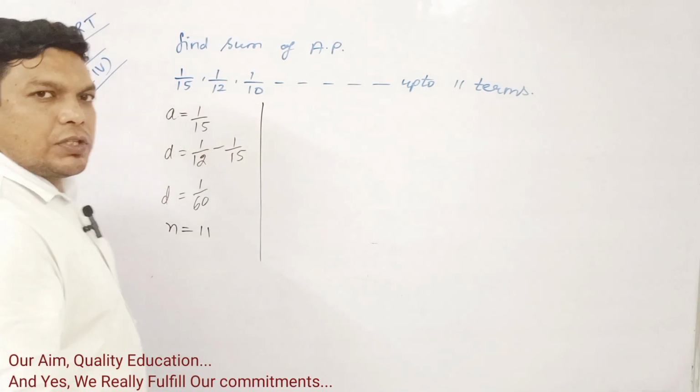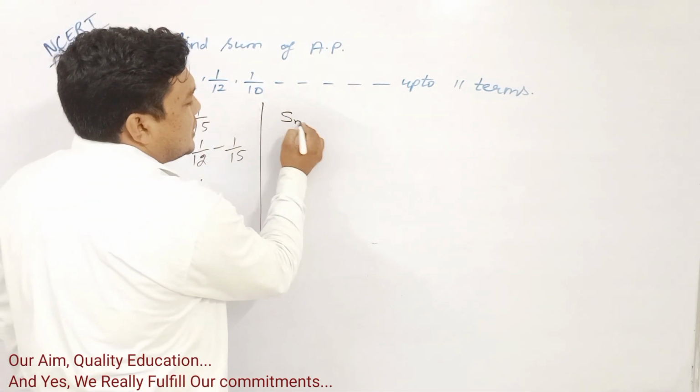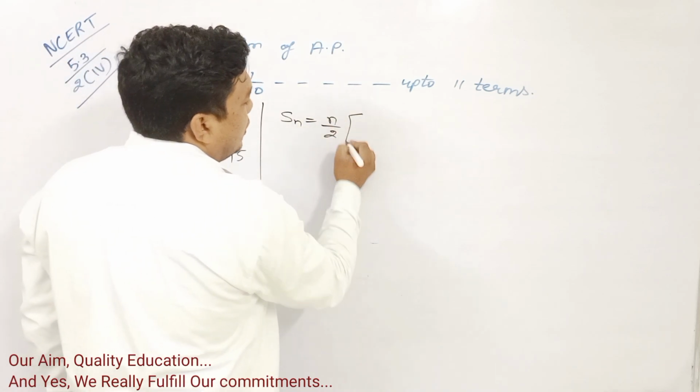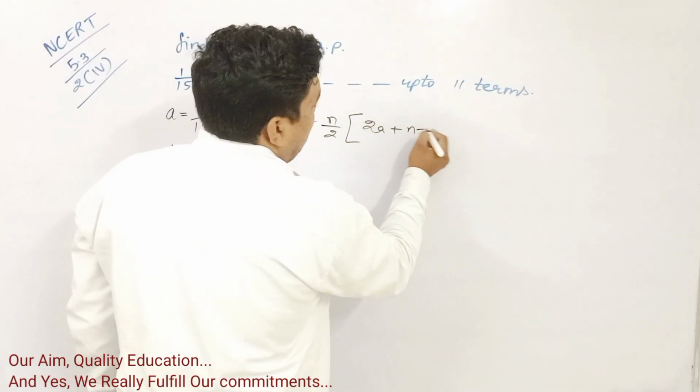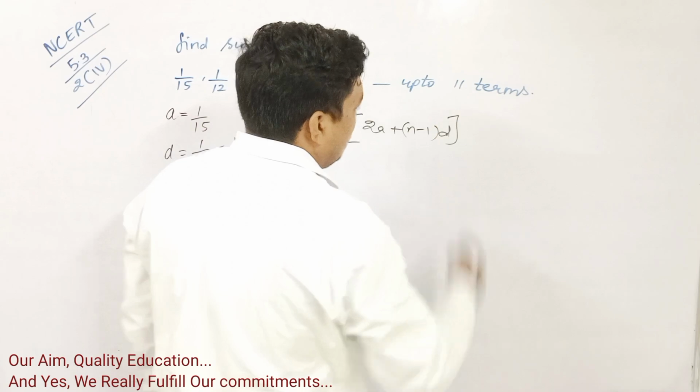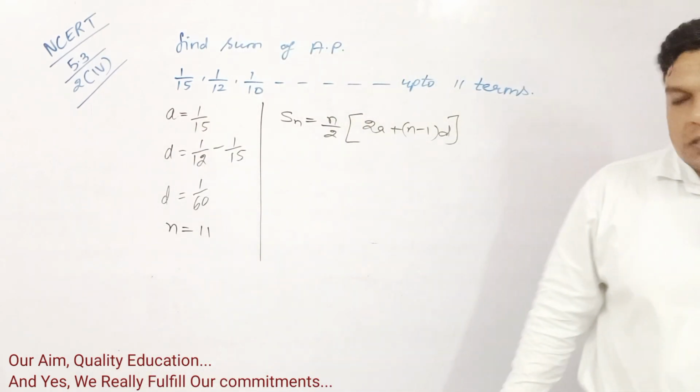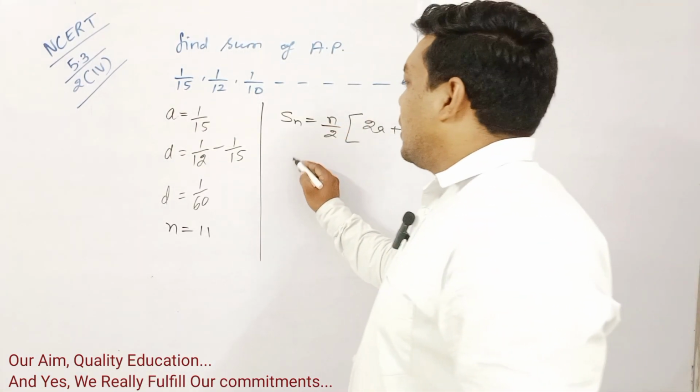So what is the formula for the sum of first n terms? It is Sn is equal to n upon 2 bracket 2a plus n minus 1 into d. Hope it is clear to all. Yes, very good. So what will it be?